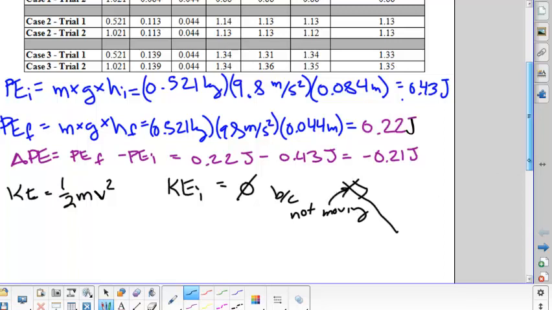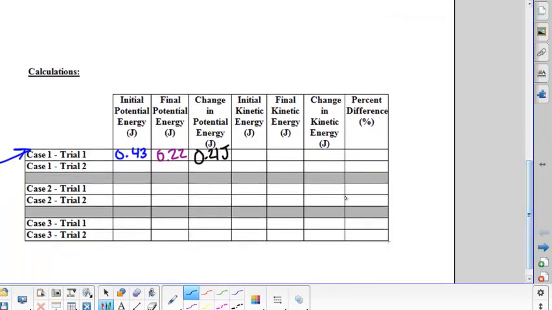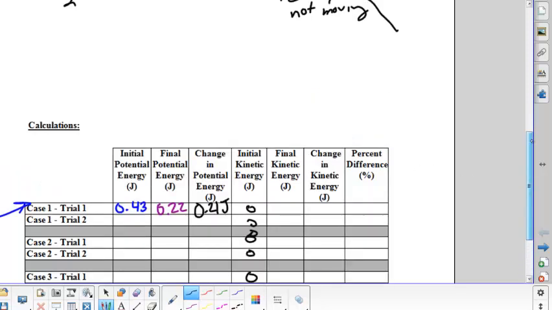So let's go do this. It's going to feel good. You can actually do this for all of them, right? Initial kinetic energy, boom, boom, boom. Oh well, you get the drift. So what we really are concerned about is the final kinetic energy. How much potential energy was changed into kinetic energy?